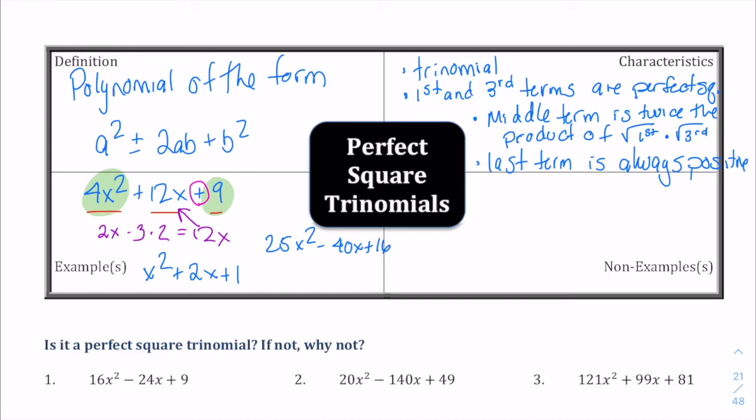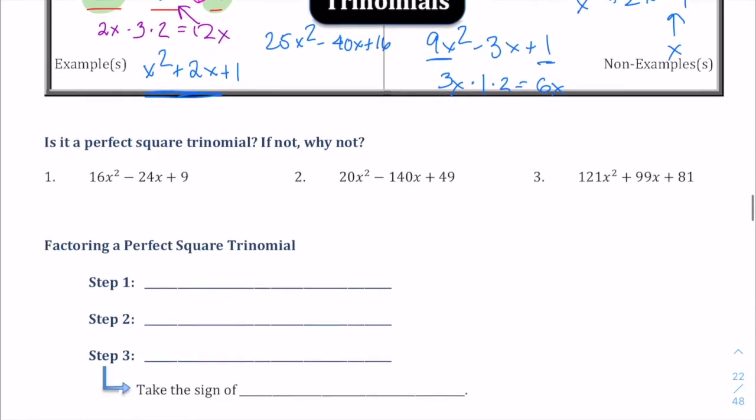Okay, what are some non-examples? 9x squared minus 3x plus 1. The first and third are perfect squares. We have a plus sign for the third term, but the square root of this is 3x. The square root of this is 1. And then we double it. So we would end up getting 6x. That's not our middle term there. Something like x squared plus 2x minus 1. It looks close to our other example that does work, but we can't have a minus there. That's a problem.